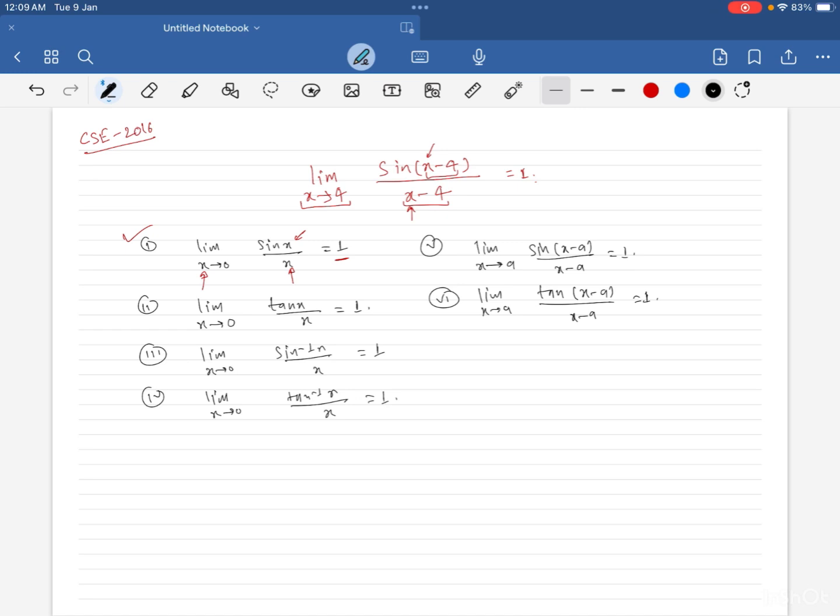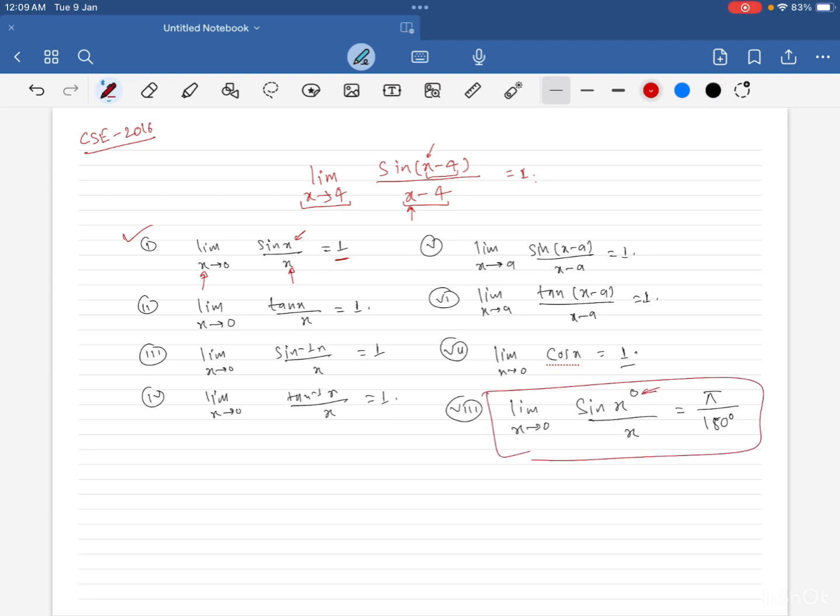Okay, and one more thing, limit x tends to 0 of cos x, that is going to be 1, right? And one more thing, limit x tends to 0 of sine x degree divided by x, then we will have pi divided by 180, right? So this you need to take care of. Otherwise, these are the known important trigonometric limits.